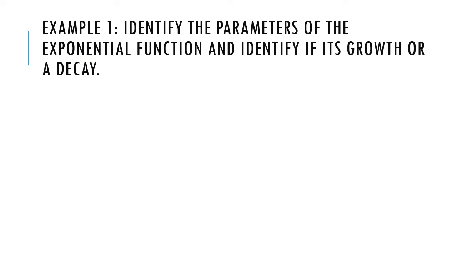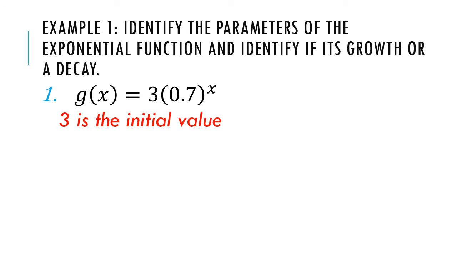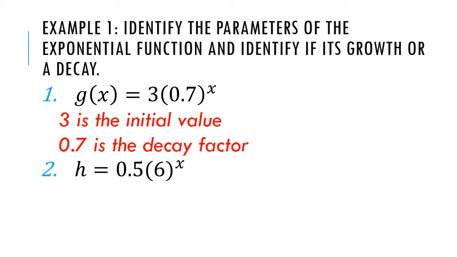Let's take a look at our first example. Identify the parameters of the exponential function and identify if it's a growth or a decay function. Our first example is g of x equals 3 times 0.7 to the x. So this is an exponential function in the form of f of x equals a times b to the x, where 3 is the initial value for the function and 0.7 is the decay factor because 0.7 is a value between 0 and 1.